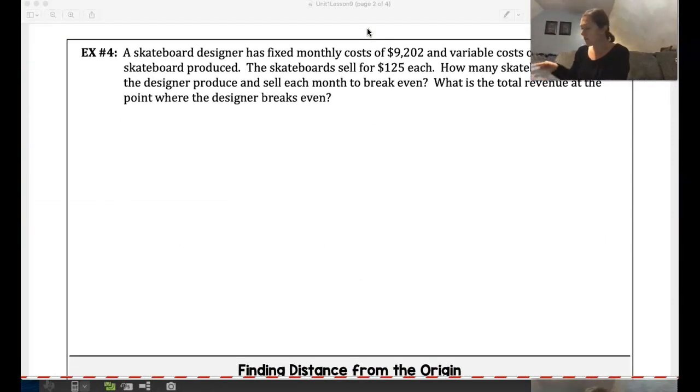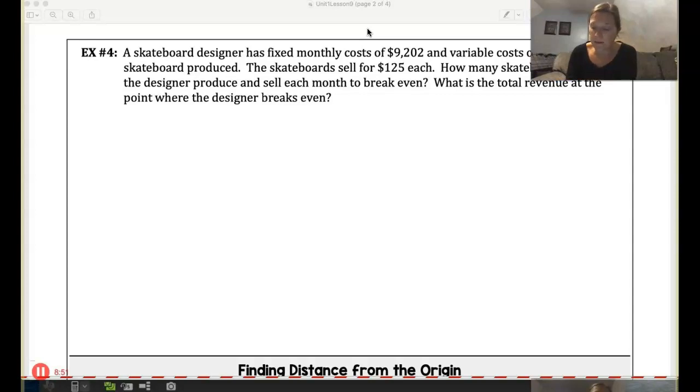Example number 4 gets us into a little bit more complicated thinking, but not too terrible. We have a skateboard designer who has a fixed monthly cost of $9,202 and a variable cost of $18 for each skateboard produced. The skateboards sell for $125 each. How many skateboards should the designer produce and sell each month to break even? What then would be the total revenue at the point where the designer breaks even?